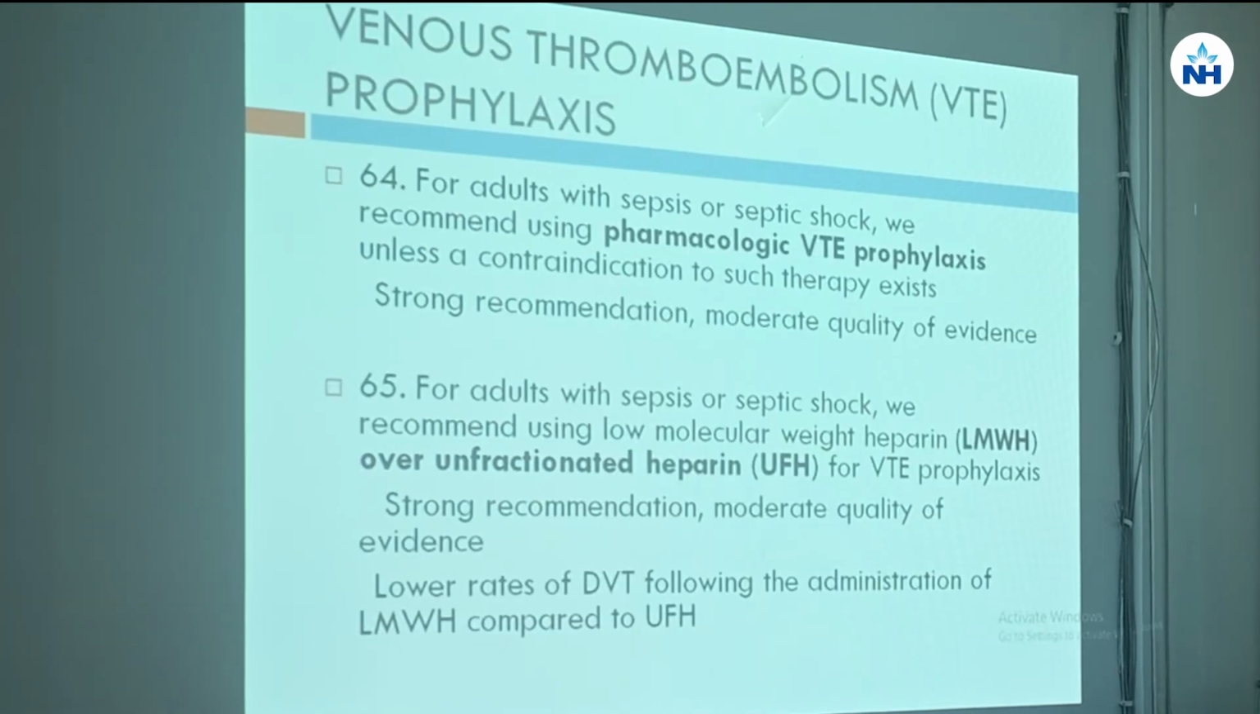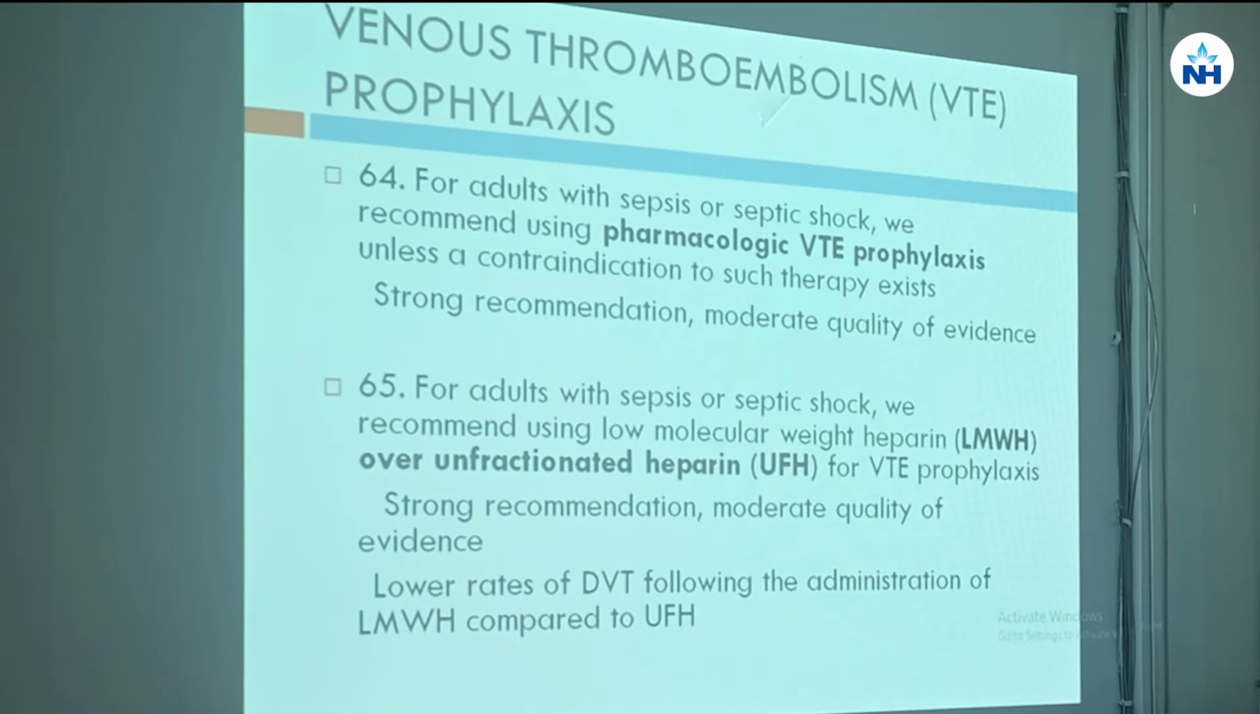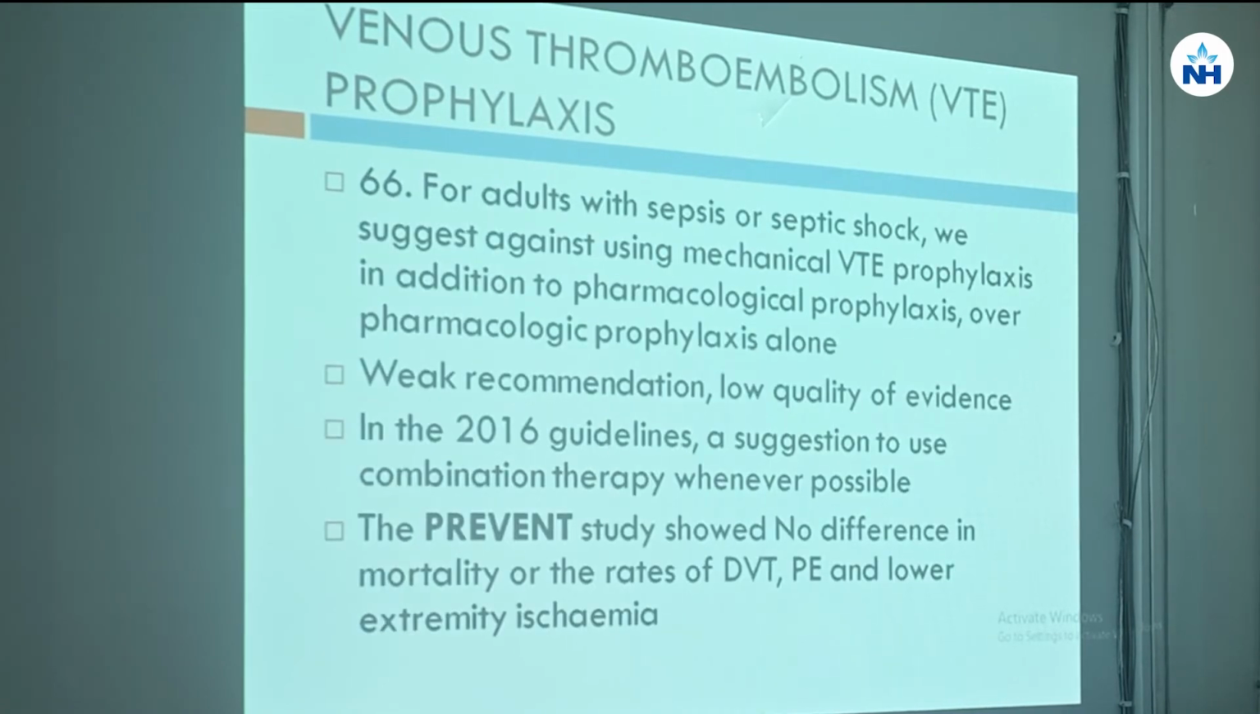Venous thromboembolism prophylaxis: for adults with sepsis or septic shock, we recommend using pharmacological venous thromboembolism prophylaxis unless a contraindication to such therapy exists. It is a strong recommendation with moderate quality of evidence. For adults with sepsis or septic shock, we recommend using low molecular weight heparin over unfractionated heparin for VTE prophylaxis. Strong recommendation and moderate quality of evidence. There is a lower rate of VTE following the administration of LMWH compared to unfractionated heparin.